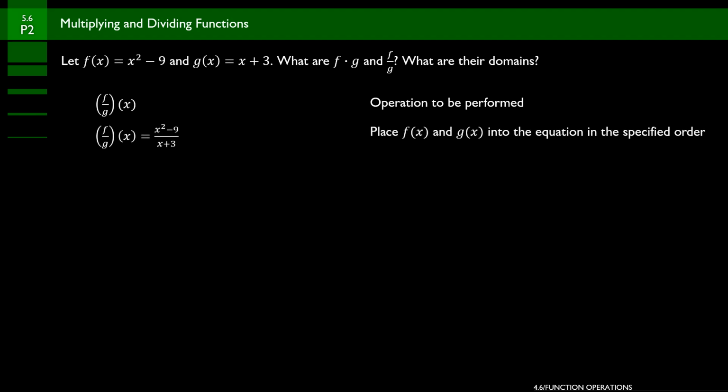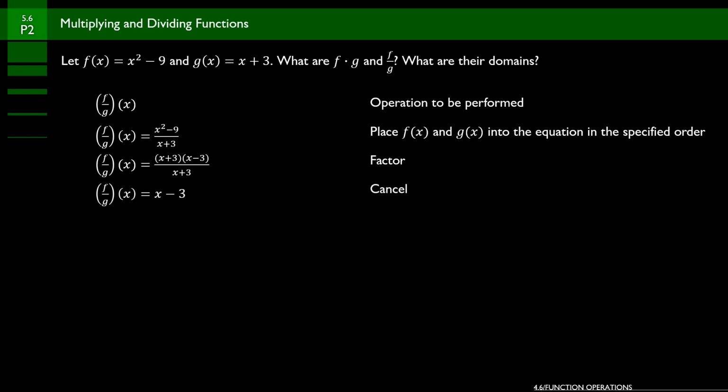Now what we've got to do is go ahead and take that numerator and factor that. So since we've got a difference of squares, it's going to be x plus 3 times x minus 3. In the denominator, we've got an x plus 3. So the x plus 3 and the x plus 3 cancel out. You're left with just x minus 3.